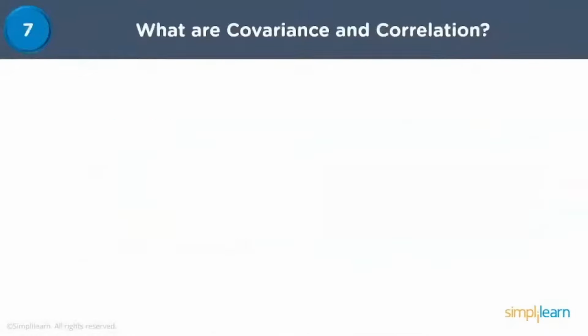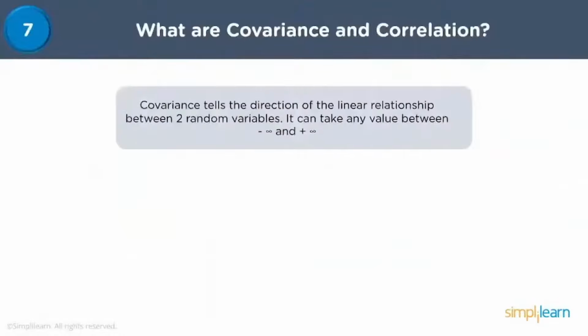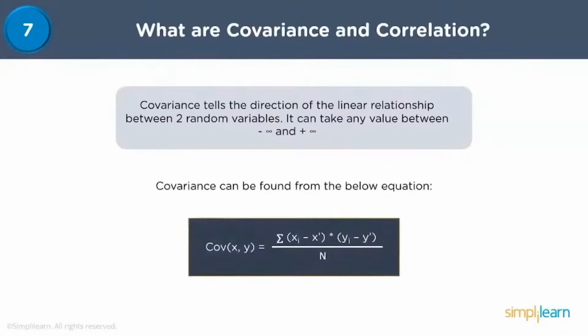Now the next question we have is, what are covariance and correlation? So covariance and correlation are measures that help you understand the relationship between two continuous variables. Covariance tells the direction of the linear relationship between two random variables. The direction means if the variables are directly proportional or inversely proportional to each other. So increasing the value of one variable might have a positive or a negative impact on the value of the other variable. Now covariance can take any value between -infinity and +infinity.